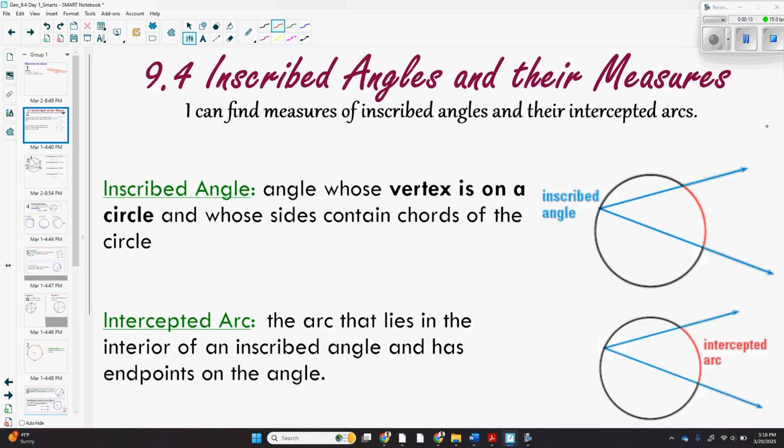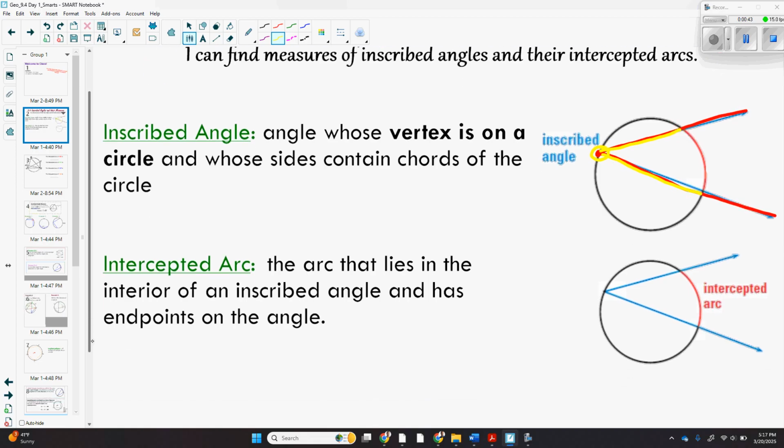First one is inscribed angle. This is going to be an angle whose vertex is on a circle, or you might want to say on the curve of the circle, right there. And also whose sides contain the chords of the circle. In other words, if I have this ray coming out for that part of the angle and this ray here, that contains the two chords, here and here. So we've got the vertex on the circle, and then the two chords that break it up.